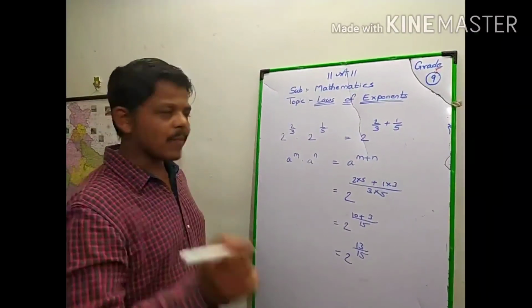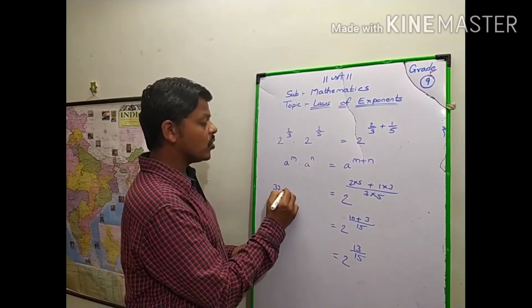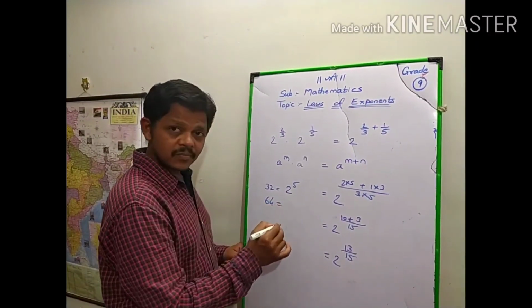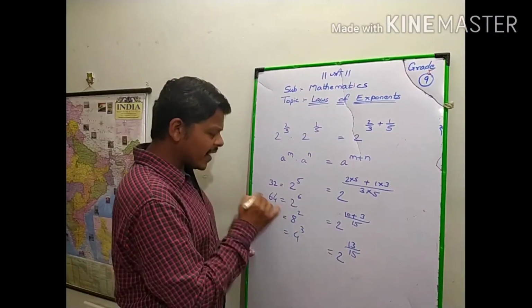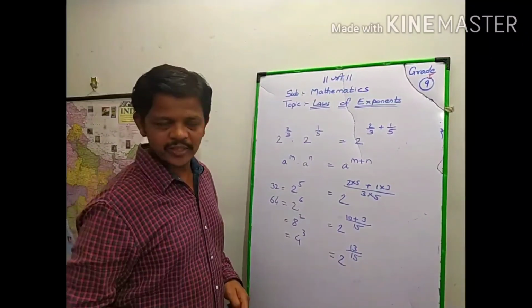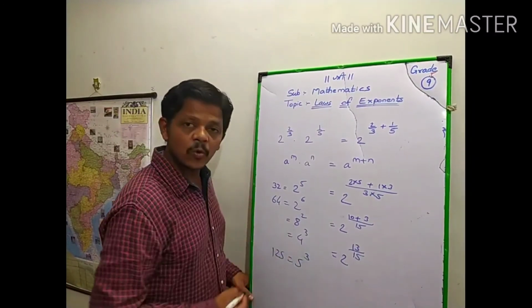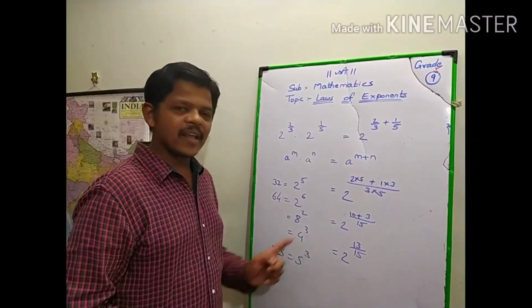So likewise, children, we can use simple laws of exponents. But remember, whenever there are some bigger, higher numbers, see 32, you will write it as 2 raised to 5. 64 is either 2 raised to 6 or 8 square or 4 cube, whichever suits the situation. 125, yes, it is 5 cube. So cube root of 125 would be 5, because 5 cube raised to 1 upon 3.